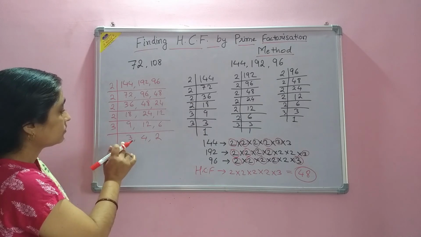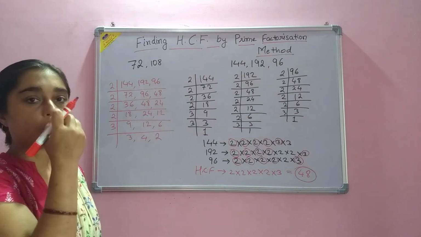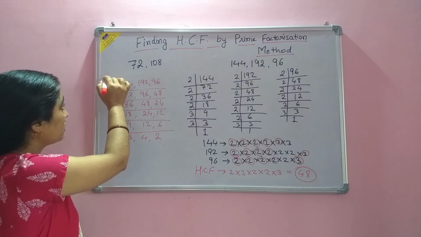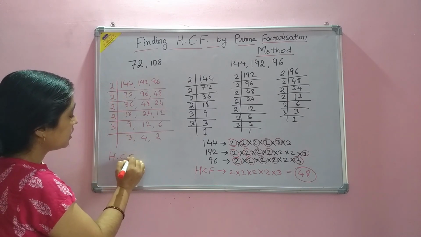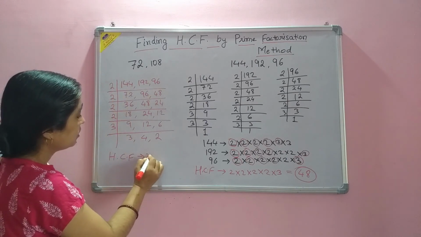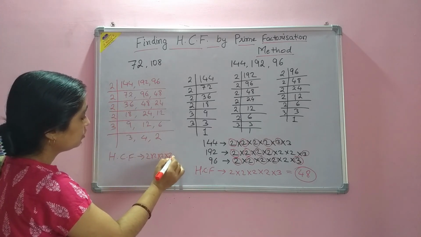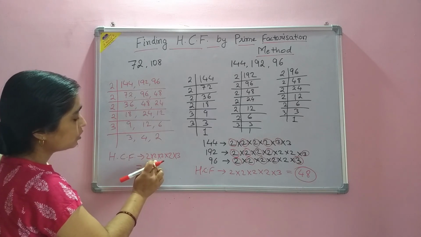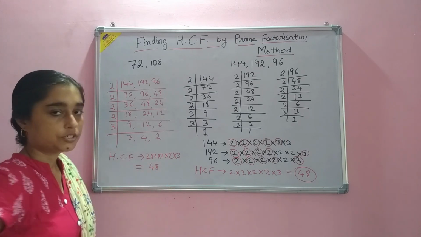So at this stage no other prime number is dividing all the three numbers. So we will have the HCF from these numbers. HCF is equal to what? 2 into 2 into 2 into 2 into 3. This is equal to 2 2s are 4, 4 4s are 16, 16 3s are 48.